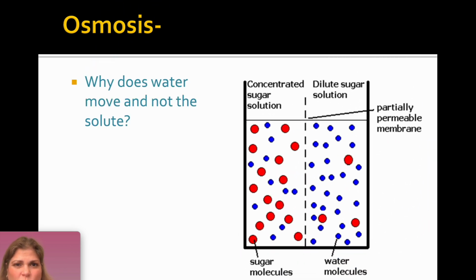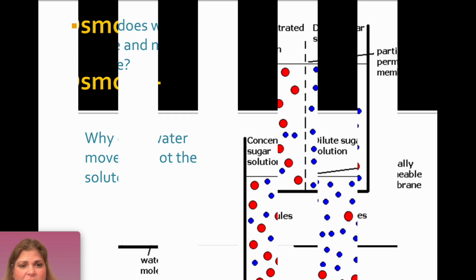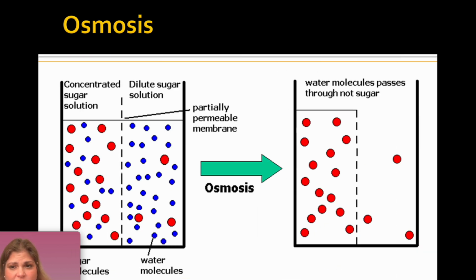So why is it that it's water that's moving and not the solute? Well, if we take a look at this diagram, the water, which again is shown in blue, and the solutes are in red, the water can fit through the permeable membrane, and the other material, in this case it's sugar, cannot. And so because the other material can't move across the membrane and the water can, water diffuses to balance out the concentration.